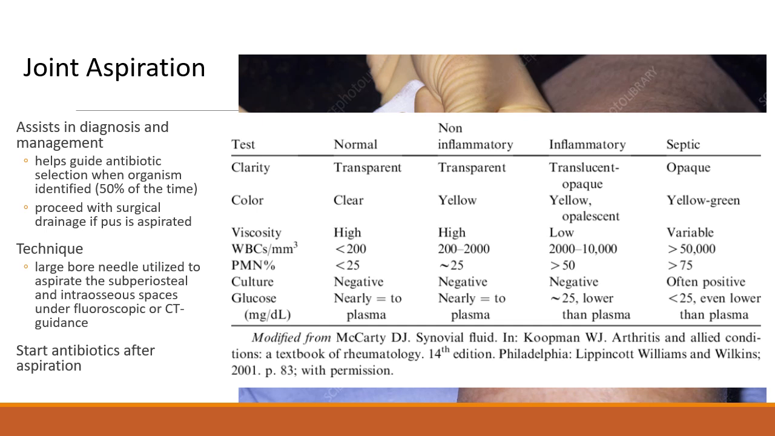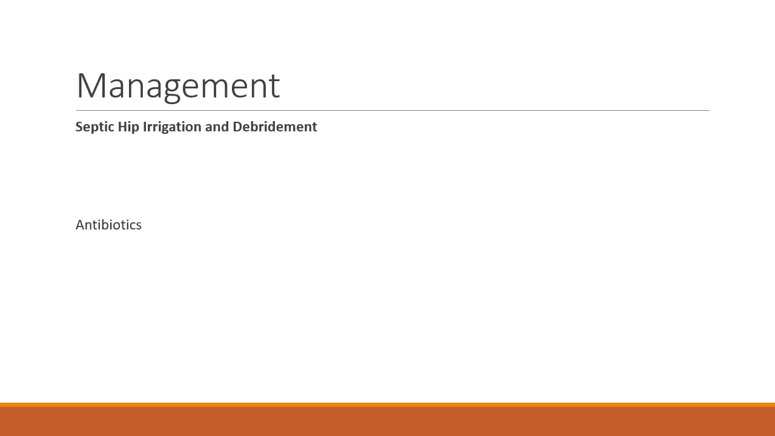If you check for glucose, you have to compare it to plasma level of glucose. The normal synovial fluid, usually the amount of glucose level in it is equal to the amount of glucose present in the plasma. In septic arthritis, the amount of glucose will decrease. It becomes less than 25 milligram per deciliter, less than what present in the plasma.